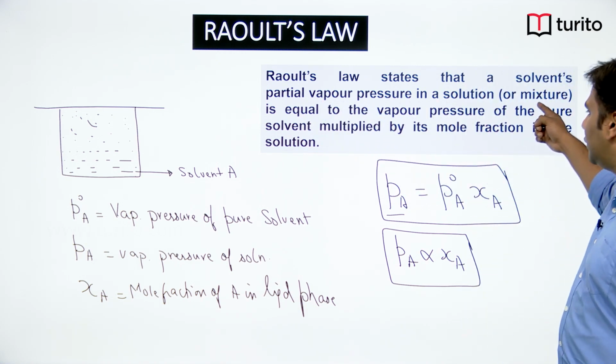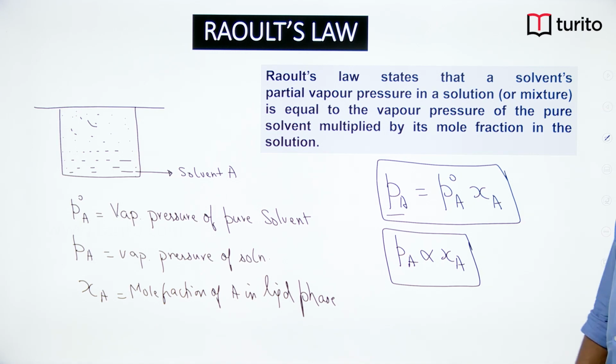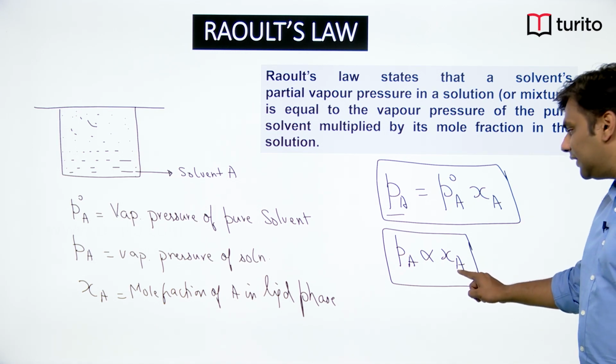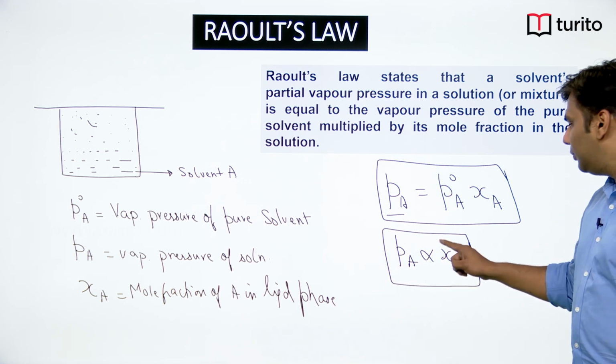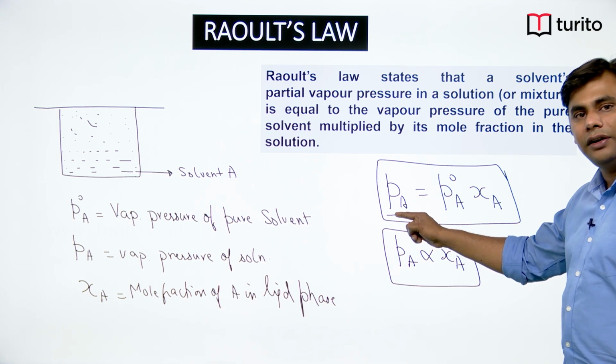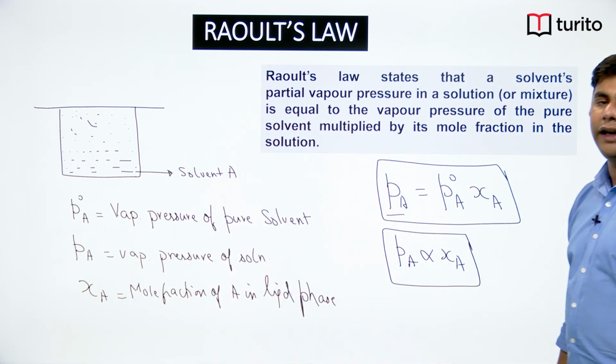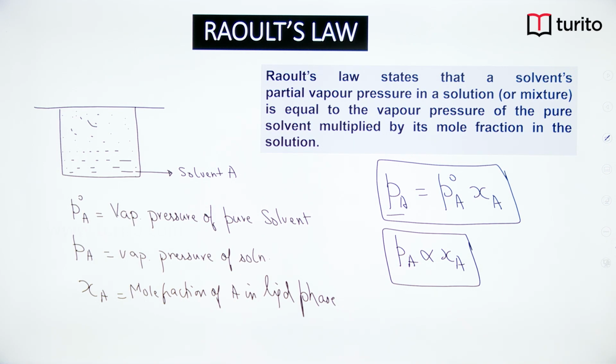The partial pressure in a solution is equal to the vapor pressure of the pure solvent multiplied by its mole fraction in the solution. Just remember this: XA is the mole fraction in the liquid phase, P naught A is the vapor pressure of pure A, and PA is the vapor pressure when we have mixed another component into the pure solvent A. I hope this is clear to everyone.